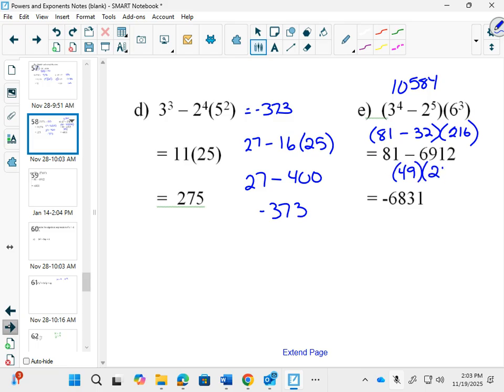I forgot to put a bracket. And then that works out to the right answer of 10,584.